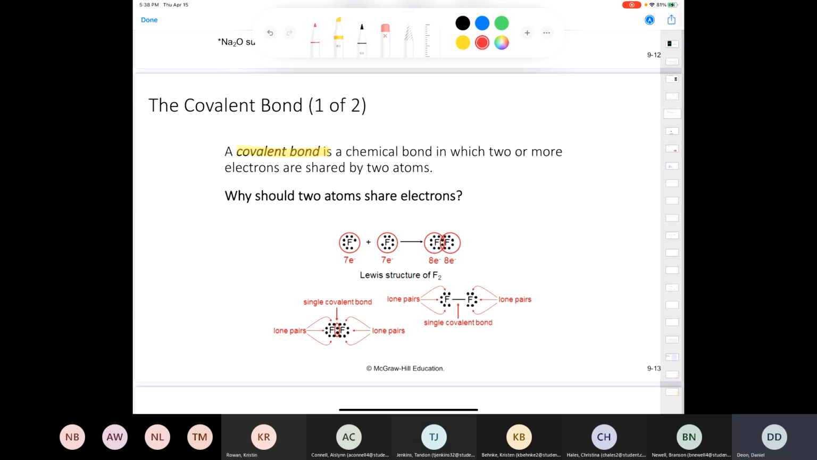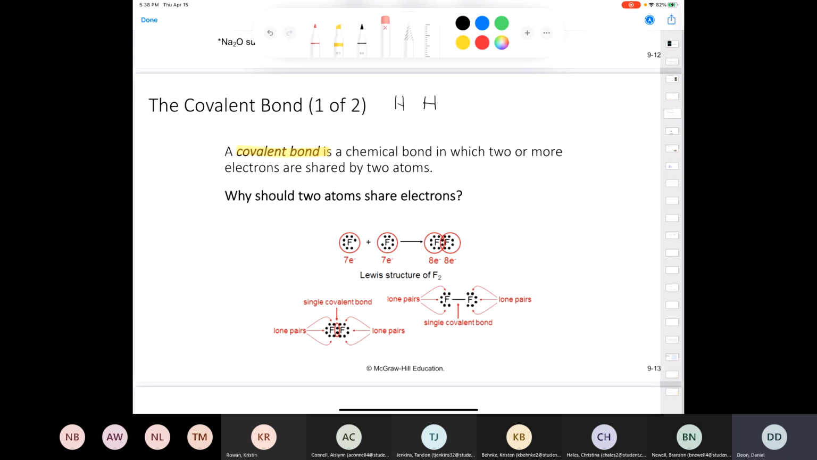Now, I'm not really good at doing animation on my iPad, but let's say we have 2 hydrogen atoms. We have 2 hydrogen atoms that each have 1 unpaired electron, so this is their Lewis dot symbol. Now, if these 2 hydrogen atoms get closer and closer together, what happens is that there's attraction between the electrons and the nuclei. So this electron, I'll highlight it in red, is going to be attracted to the nucleus of this hydrogen atom.